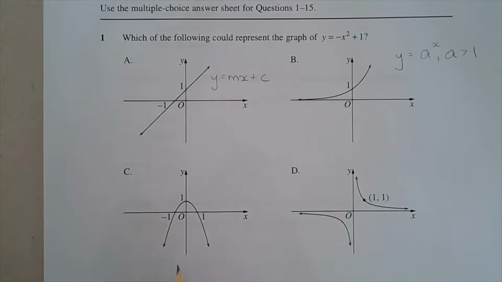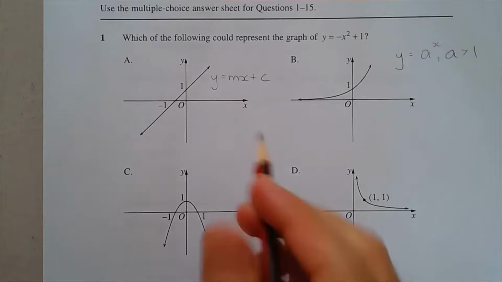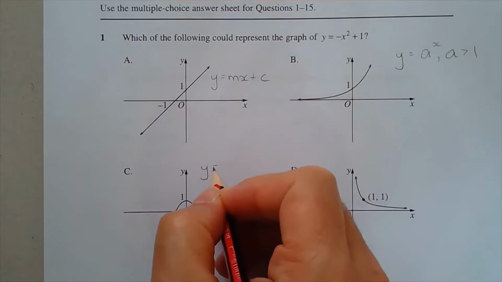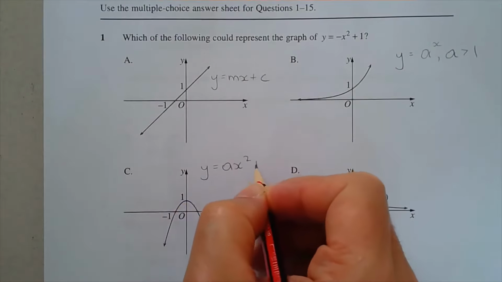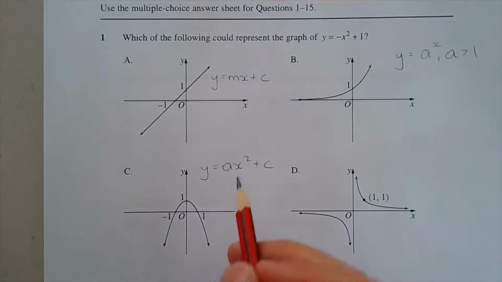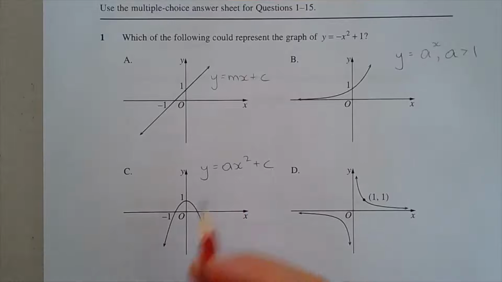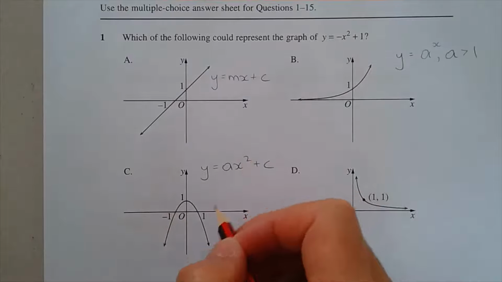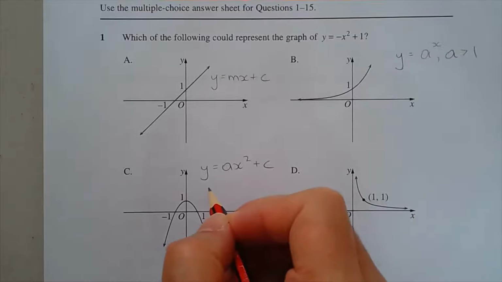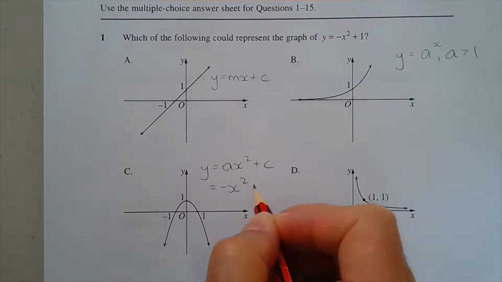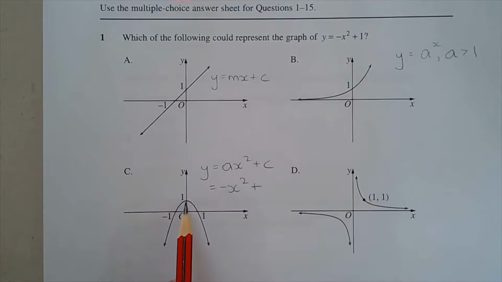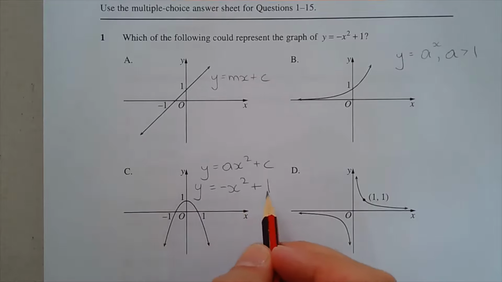Part C, a sort of U shape, that's a parabola. This one's concave down, so that means that there's a negative involved. It is of the form y equals ax squared plus c. Now, the value of a here determines whether it's concave up or concave down. In this case it's concave down, so it's going to be a negative number. So it's negative x squared plus c. C is the y-intercept, and we can see that the y-intercept here is 1. So it's y equals negative x squared plus 1.